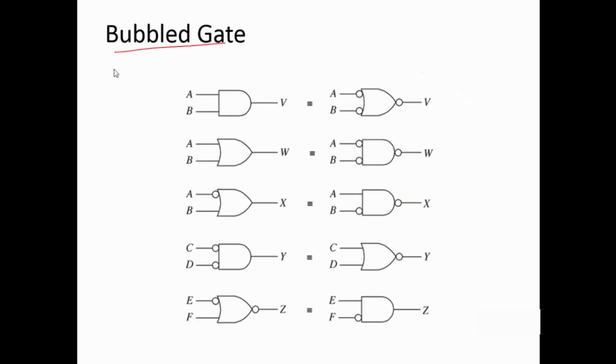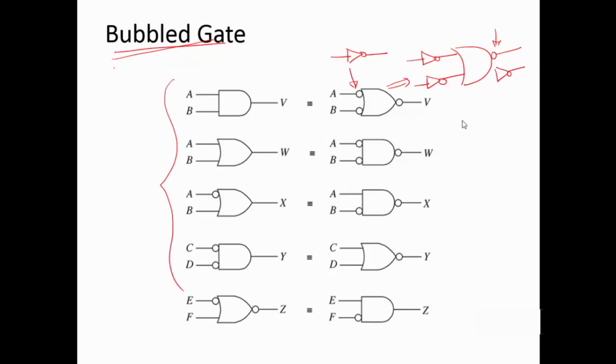So one last concept from the basic gates is bubbled gates. Bubbled gate means it's nothing new. It's just a bubble. Whenever you see a bubble, treat it as a NOT gate. Very simple. If you want to see it in detail, it is something like this. Actually this bubble is also a NOT gate. Bubble is NOT. So these are some analogies.